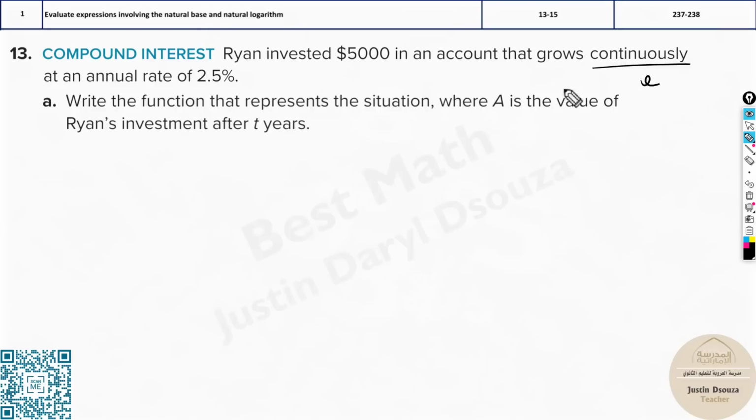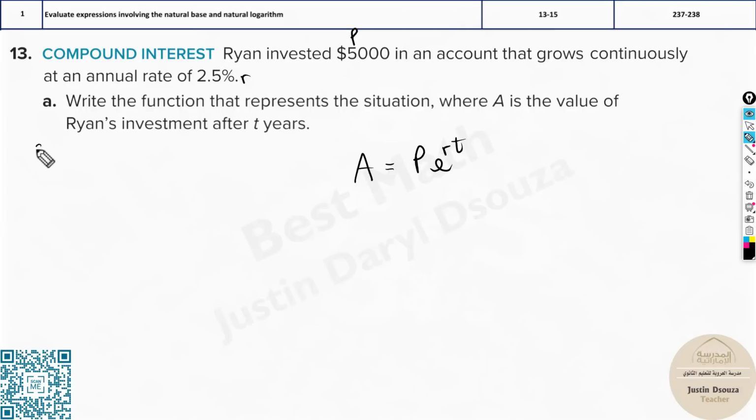For all problems where continuous compounding is there, the formula is A equals P e^(rt). Let me write it out again. Please remember this. A is the amount of money after a certain time. P is the principal amount, where you invest a certain amount. E is Euler's number. R is the rate of interest, that's always in percentage. T is the time. That's it. Now, this is a writing question.